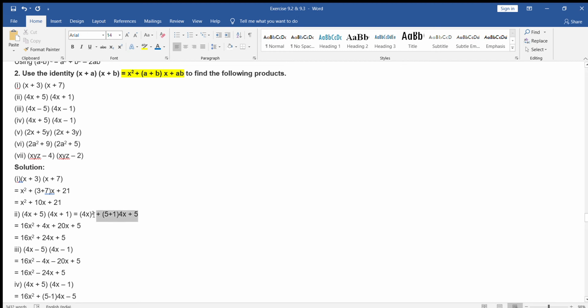(4x) square, what are you getting: 4 fours are 16. So you are getting 16x square. Okay, 5 plus 1 is 6, 6 fours are 24. We are getting 24x and plus 5. So whichever way you find easier, you can utilize that way. Okay, so this is regarding the identity (x plus a)(x plus b).